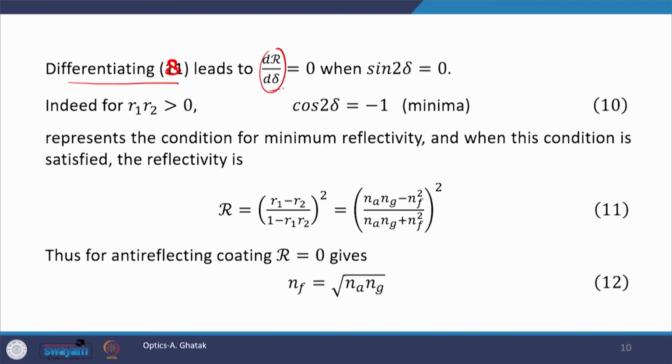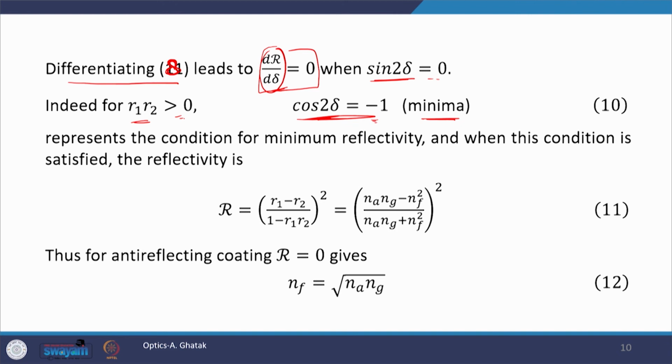Okay. Now, if we equate the first derivative of R with 0, this gives sin 2 del equal to 0. The first derivative of R with respect to del would be 0 only if sin 2 del is equal to 0, and indeed for R1 R2 larger than 0, cos 2 del equal to minus 1 gives a minimum. Now, this condition cos 2 del equal to minus 1 represents the condition of minimum reflectivity.